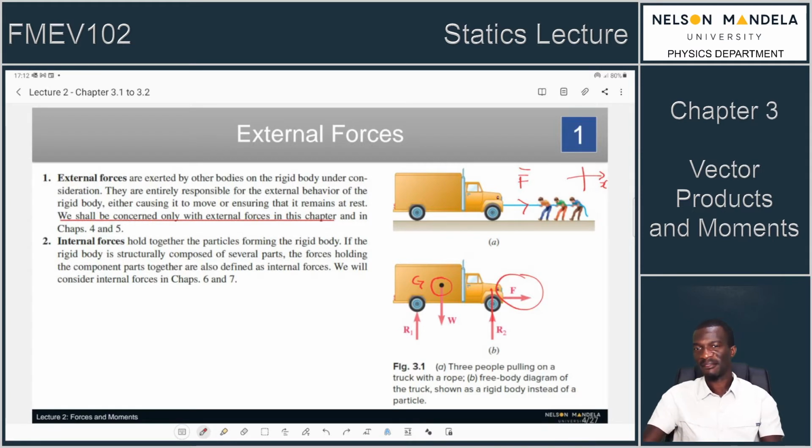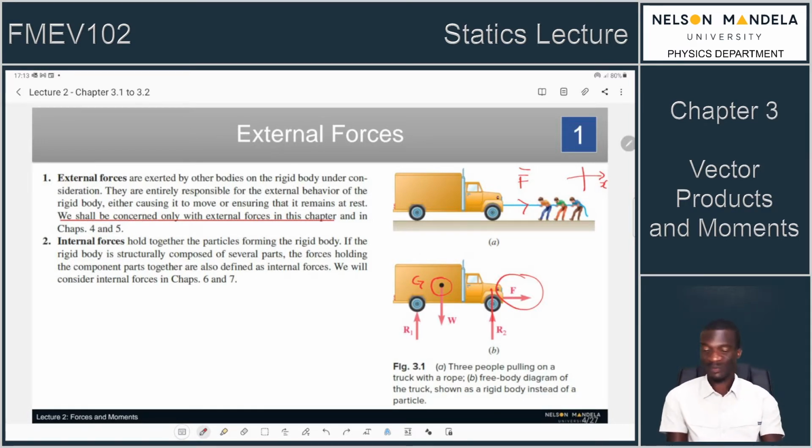Then you'll obviously see that you've got the ground, because if we did not have the ground, we would end up having a vehicle that is falling from wherever it is. This ground will generate a reaction force at each point of contact of this vehicle. So those are the forces R1 and R2. This truck is experiencing forces that are generated external to the object.